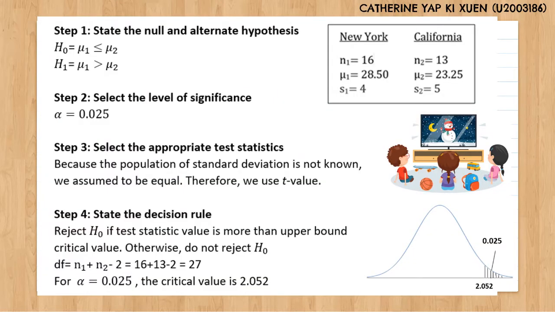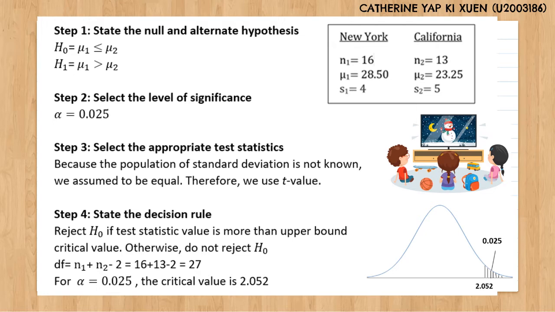From question 2, they have already given us all the information we need. For New York, we have a sample size of 16, a mean of 28.50, and a standard deviation of 4. For California, we have a sample size of 13, a mean of 23.25, and a standard deviation of 5. Next, we can proceed to the first step. For the null hypothesis, mean 2 will be greater than or equal to mean 1. For the alternate hypothesis, mean 1 will be greater than mean 2. For step 2, the significance level is already given in the question, which is 2.5%. We convert it to decimal and get alpha 0.025.